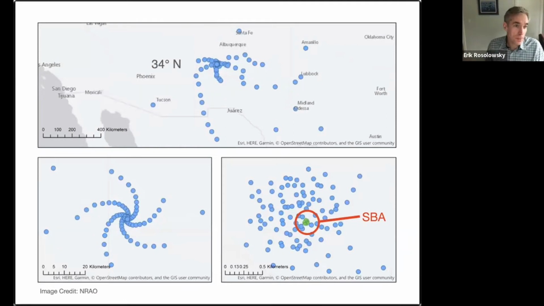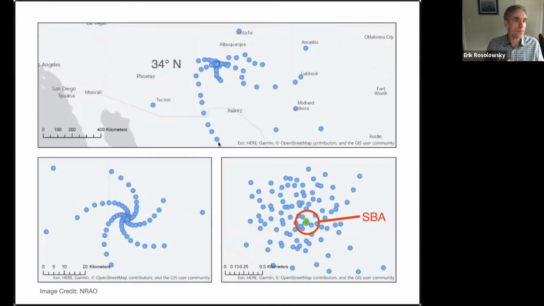The array itself will be built around where the VLA is now. This is a map of the disposition, starting here with the smallest scale in the lower right. The short baseline array are these tiny little green triangles. It'll be surrounded by a random field of baselines that are the compact baselines. And then on slightly larger scales, it'll fill out into these logarithmic spirals, and then some additional stations that are built throughout the American Southwest and into Mexico.